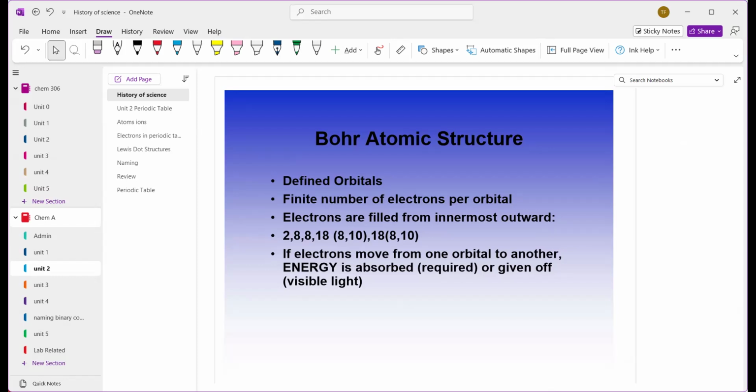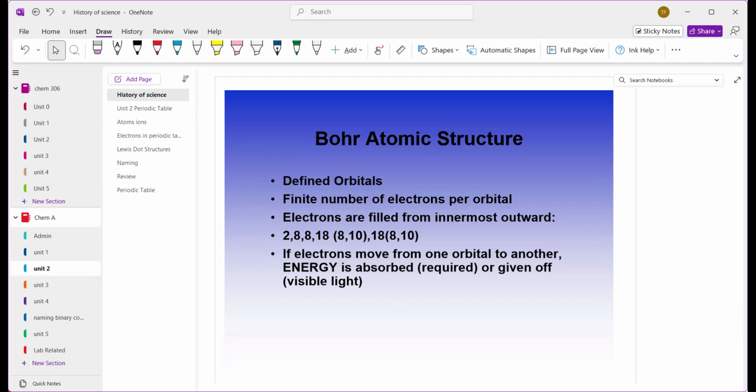So these are the numbers: 2, 8, 8, 18, etc. The main thing with Bohr, you have to remember about 3 things. First, orbitals, as opposed to unorganized electron movement. Secondly, each orbital is predetermined to have a certain number of electrons maximum in it. How many electrons can fit on that orbital? And lastly, electrons can go from a stable orbit to an unstable orbit by pushing energy into that electron.